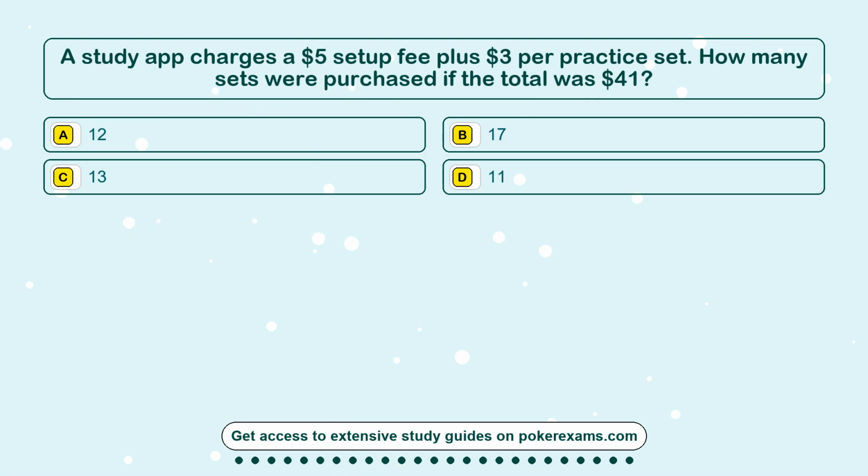Question 18. A study app charges a $5 setup fee plus $3 per practice set. How many sets were purchased if the total was $41? Option A 12. Option B 17. Option C 13. Option D 11.